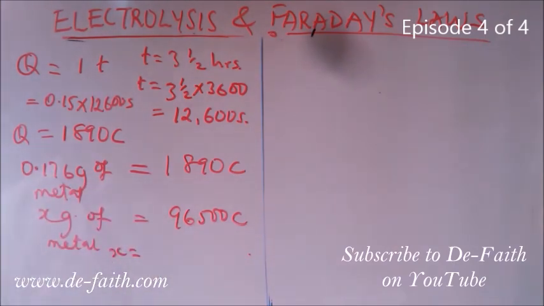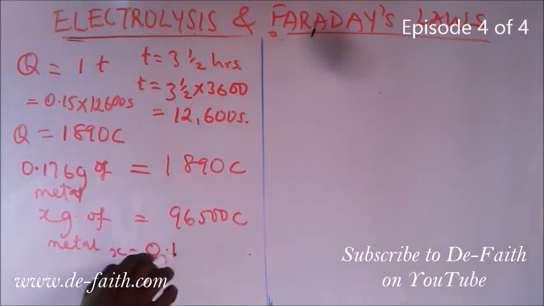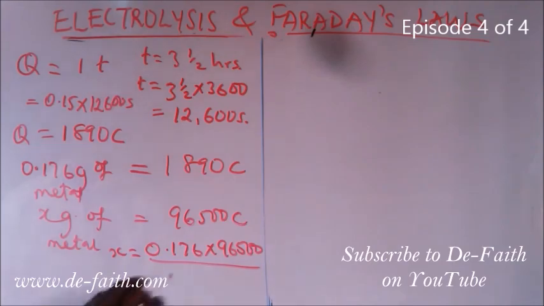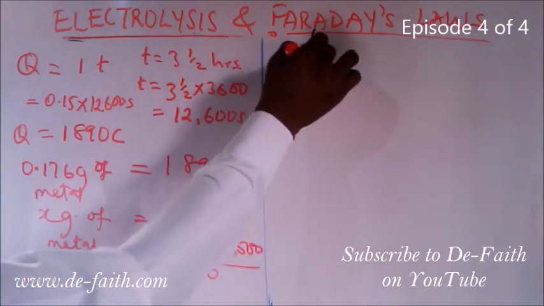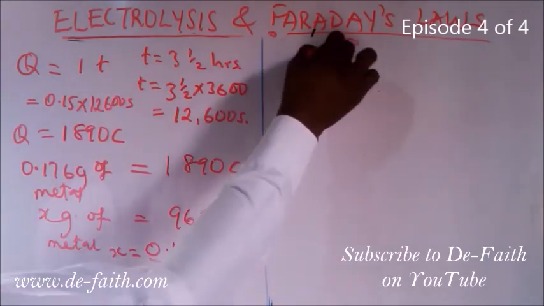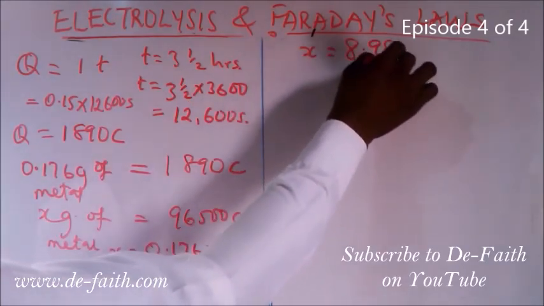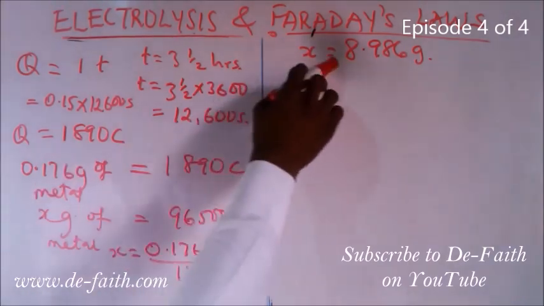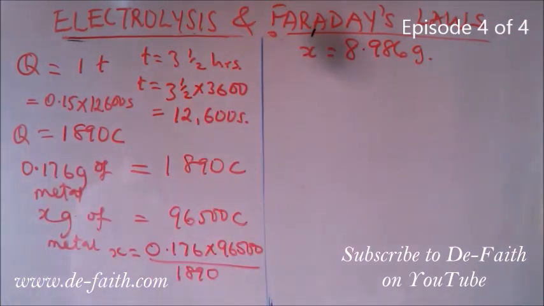So making x the subject, we'll have 0.176 times 96,500 divided by 1,890. Hence, the value of x equals 8.986 gram. Now that is what will be produced. Now in the question we're told that the metal has a relative atomic mass of 27. So 27 gram is its relative atomic mass. We have x equal to 8.986 gram.